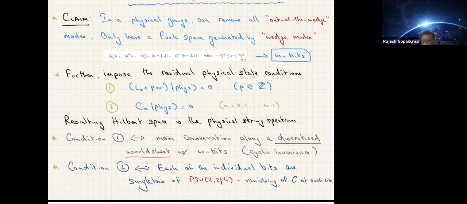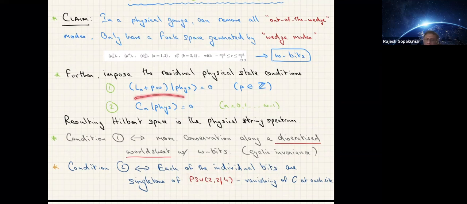Another way to say it is that the vanishing of the C is the condition that each of the individual bits are singletons, and this will become maybe more clear a little later. The singletons are the basic building blocks of the PSU(2,2|4) representations and correspond to those letters that I mentioned in Yang-Mills theory, but we'll come to that.